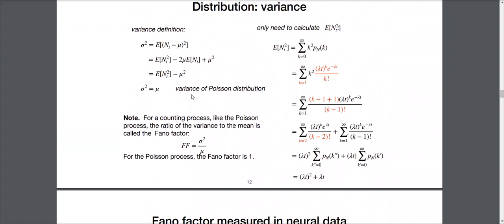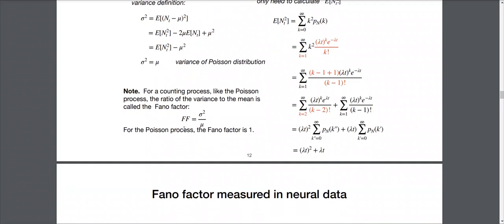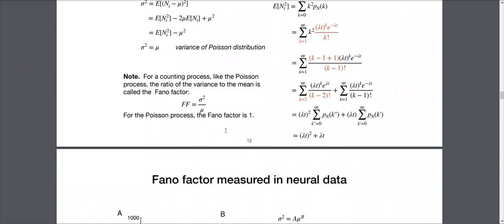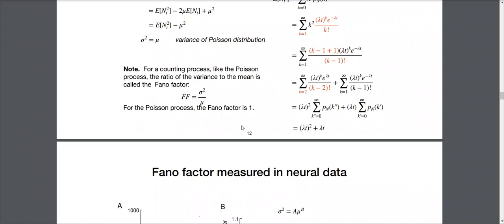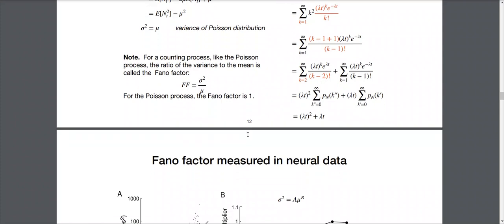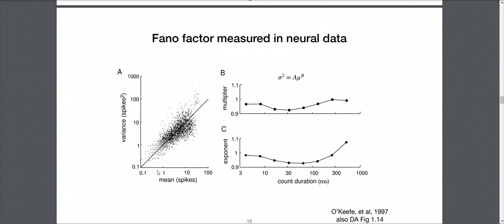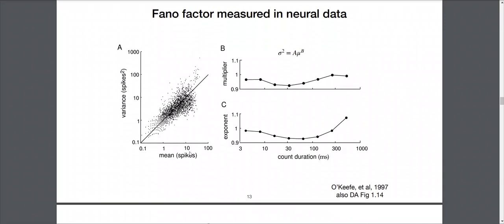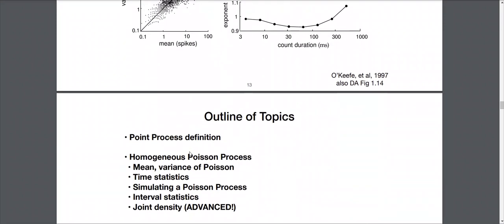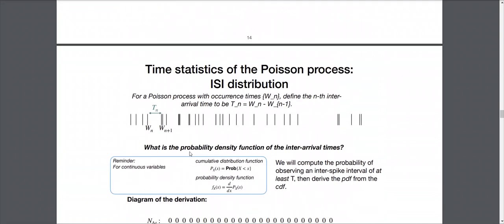For a Poisson distribution, the variance and the average are the same, so I'll put them on top of each other as a Fano factor. If it's one, it could be a Poisson process, although just because the Fano factor is 1 doesn't necessarily mean it is a Poisson process. We can see here the mean and variance, and it shows an angle of 1, so it's similar to the Poisson distribution.